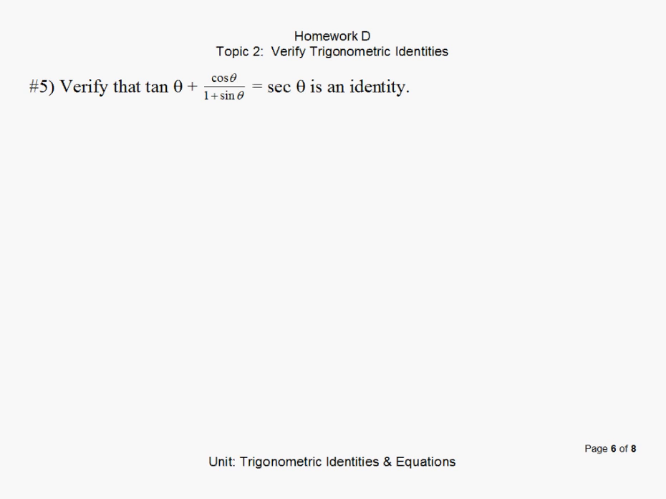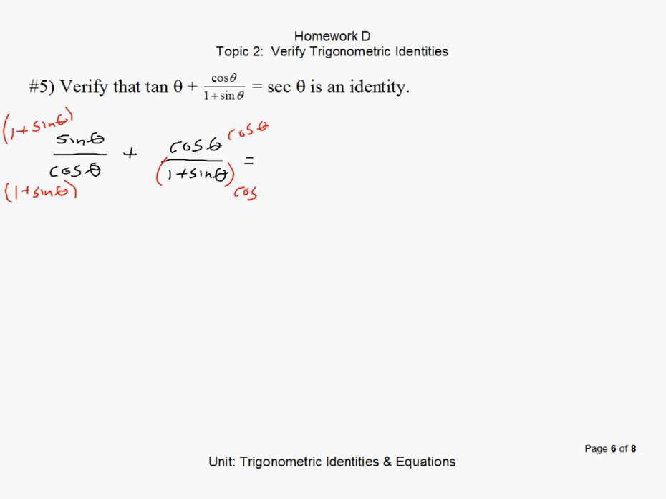Number 5, verify that both sides are the same. I would change tangent to cosine over sine. I would then get common denominators with my two fractions. I'd multiply the left fraction, top and bottom, by 1 plus sine of theta. I'd multiply the top and bottom of the right fraction by cosine. Once I distribute this first fraction, sine times 1 is sine times sine is sine squared. Cosine times cosine is cosine squared.